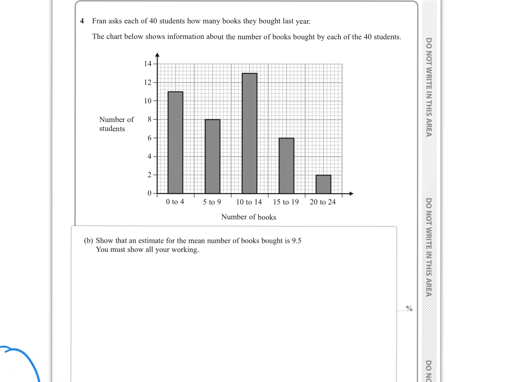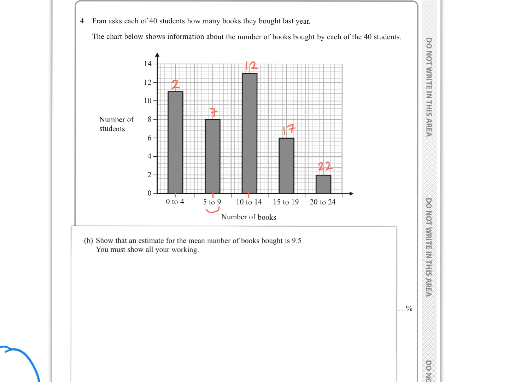It says, show that an estimate for the mean number of books bought is 9.5. You must show all your working. Well, for this question, if we look at the midpoints here, for this one it's 2. For this one, 9 and 5 is 14, so the midpoint is 7. 10 and 14 makes 24, and half that you get 12, 17 and 22.